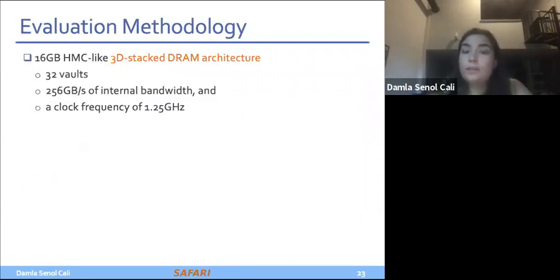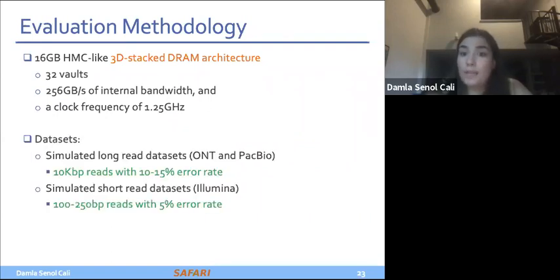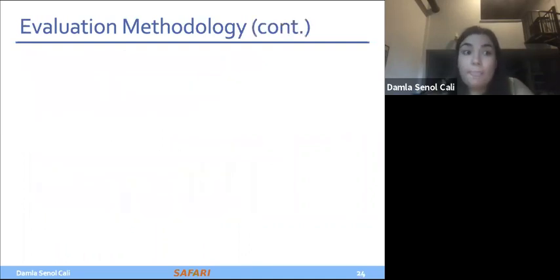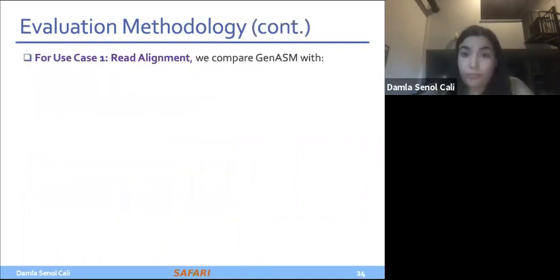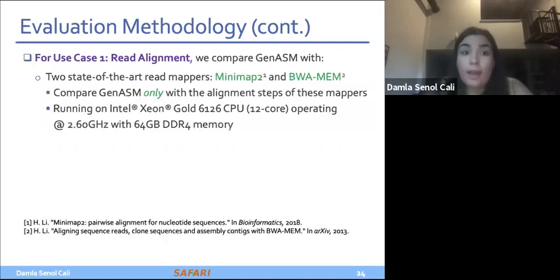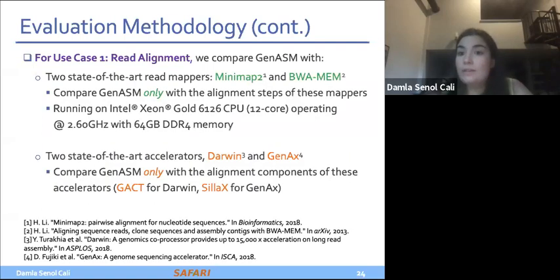As I explained, we use a 3D-stacked DRAM architecture to model our design. We have two different data sets to show our applicability for both short and long reads. I will show the details of the evaluation of the first use case, which is read alignment, as part of this presentation due to time limitation. We compare GenASM against state-of-the-art software and hardware for this use case.